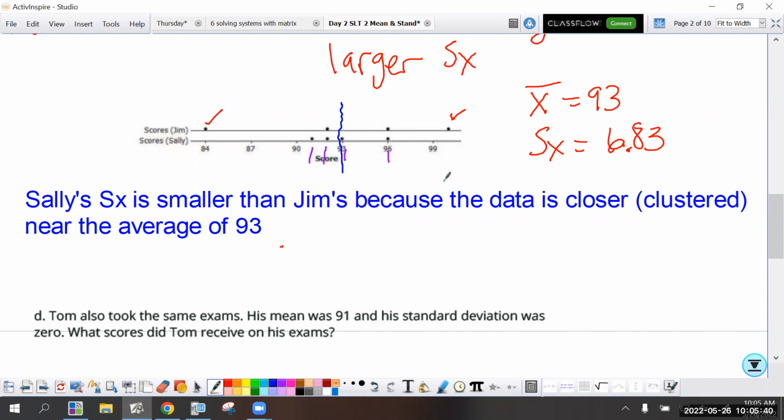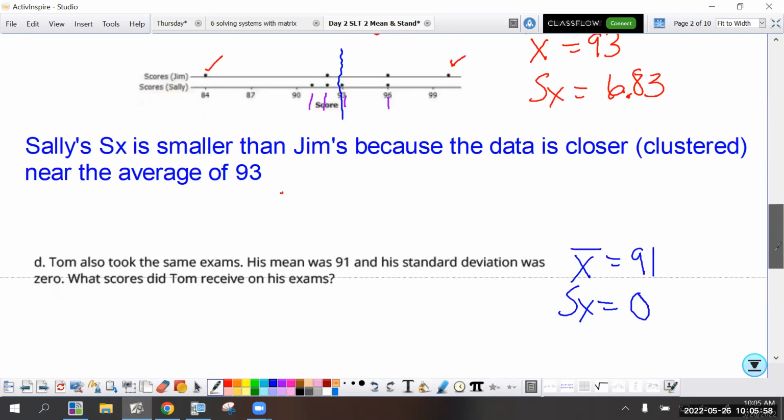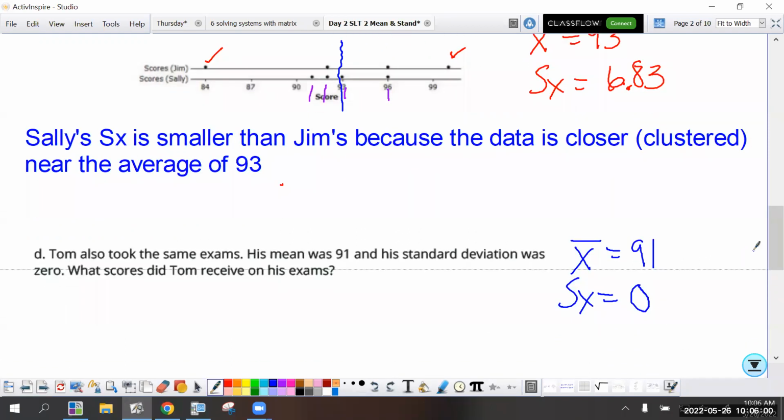All right, part D. Tom also has the same exams, but his average is a 91. His standard deviation is 0. What scores did Tom receive on his exams? So we'll pause the video here and you write, what scores do you think Tom got on his exam?